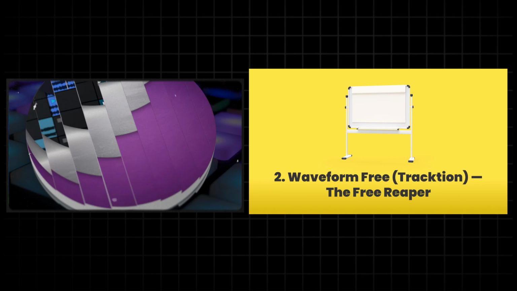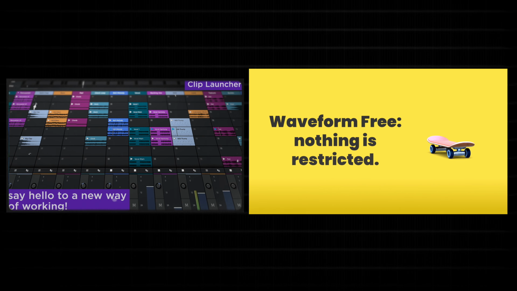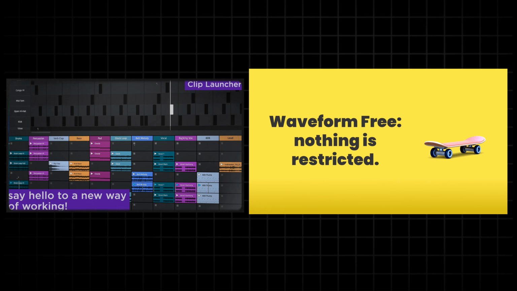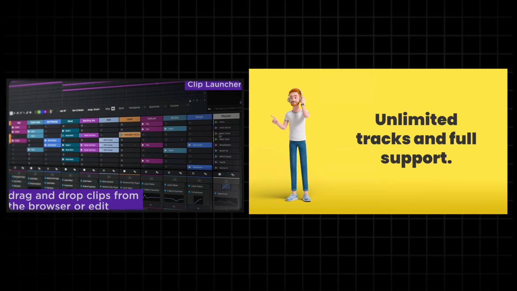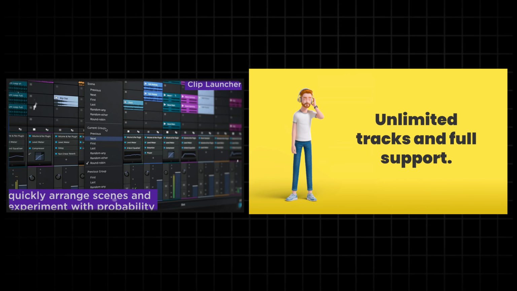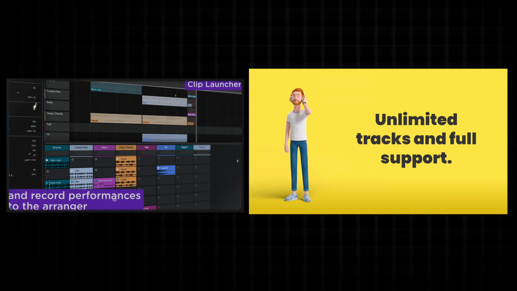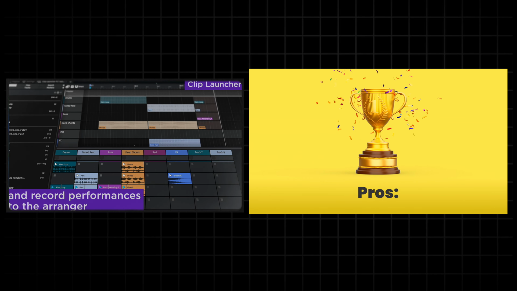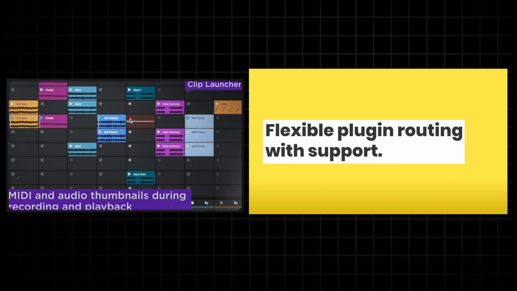2. Waveform Free. Tracktion. The free Reaper. Waveform Free's philosophy is simple. Nothing is restricted. Unlimited tracks, full VST3, AU, LV2 support. Clip automation. Everything's unlocked. Pros: CPU-friendly engine, flexible plugin routing with sidechain and mid-side support.